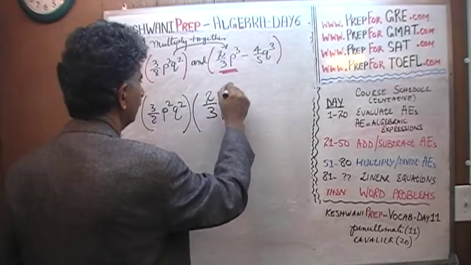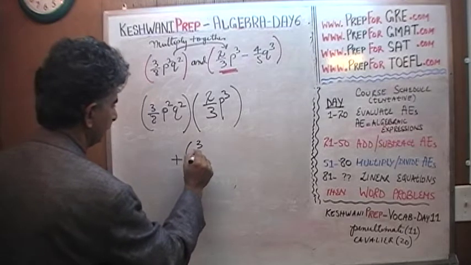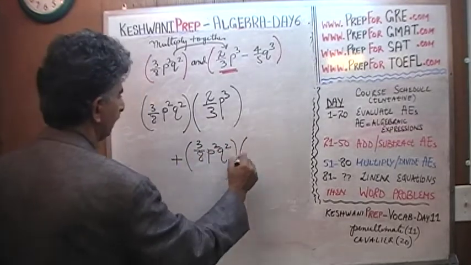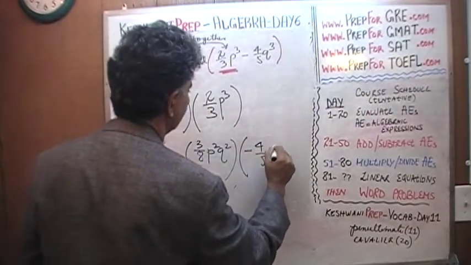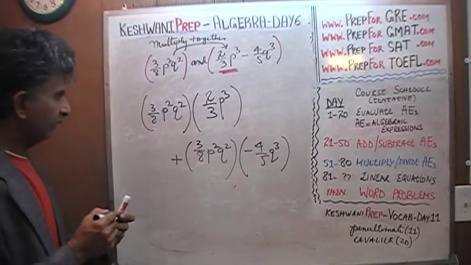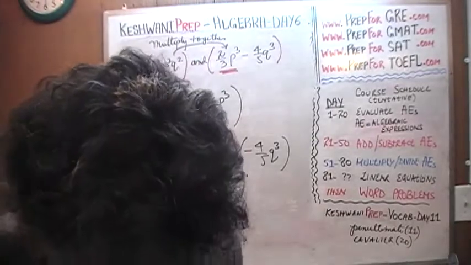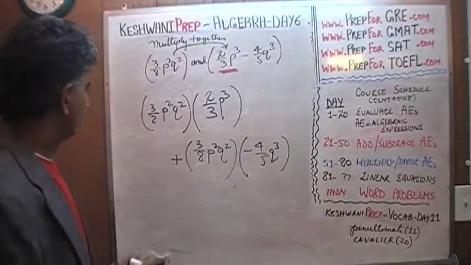2/3 p cubed, and then the second part is going to be plus 3/8 p squared q squared times this part right here, 4/5 q cubed. And now we simply have to simplify it. That's a strange expression.